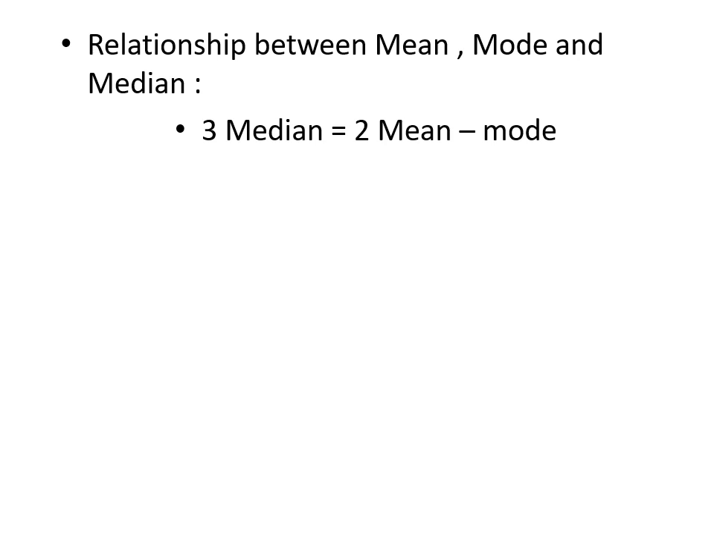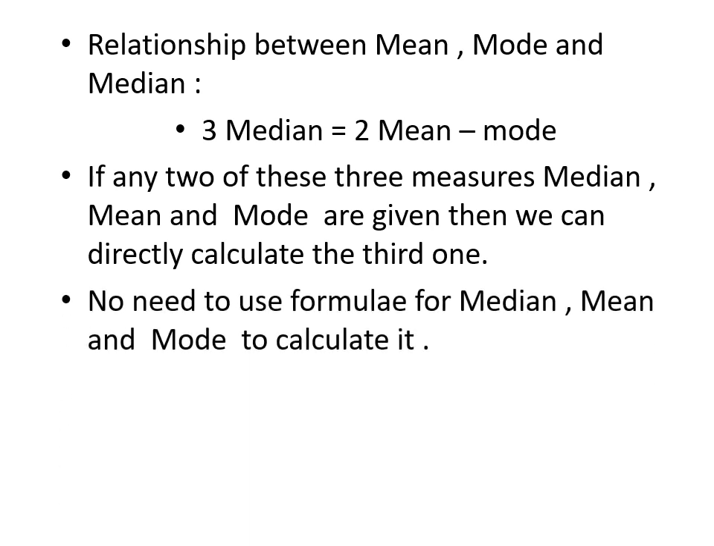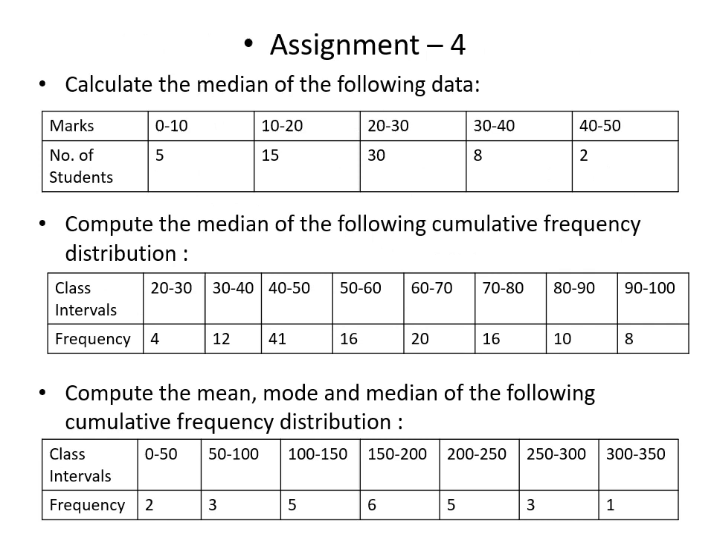Now where to use this formula? Sometimes median and mean are given and you have to calculate the mode. In that case, instead of calculating by formula, we have to use this relation. So if any two of these three measures are given, then we can directly calculate the third one using the relation between these three, that is 3 median equals 2 mean minus mode. No need to use the formula for median, mean and mode. Calculate it.